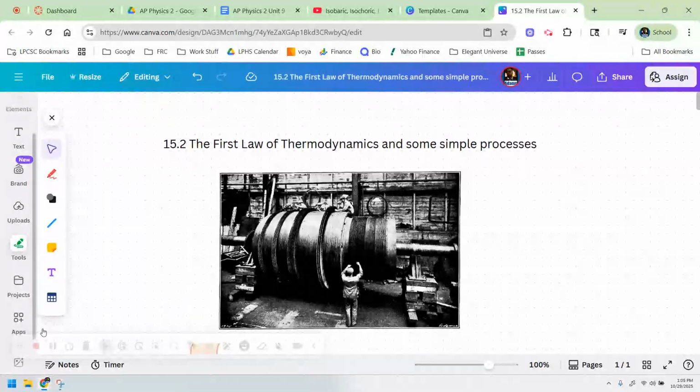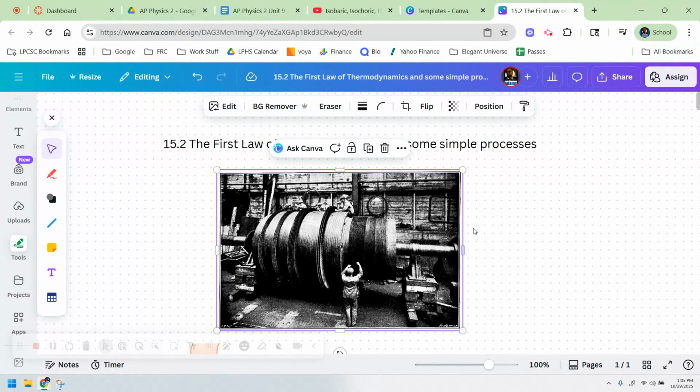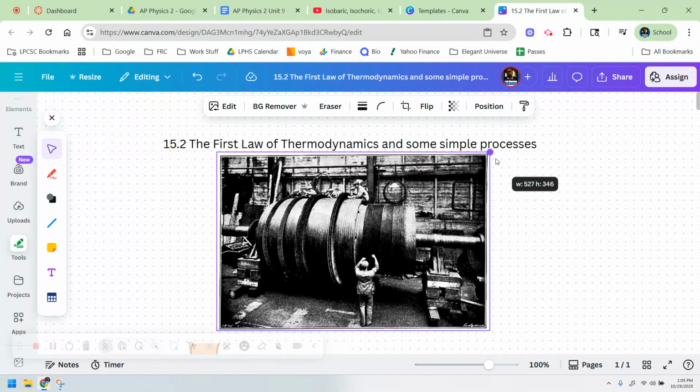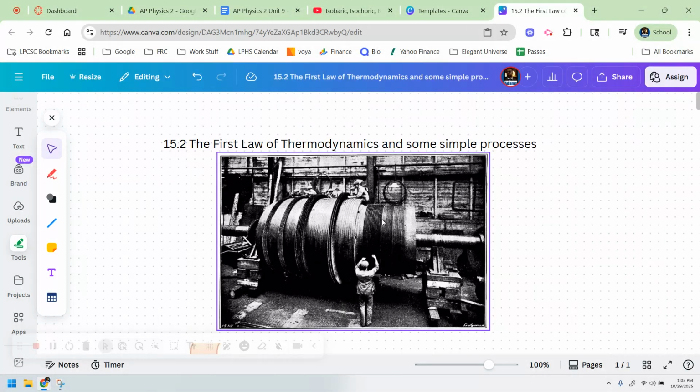All right, so today we're going to talk a little bit about the first law of thermodynamics and how it applies to simple processes. At the beginning of the Industrial Revolution, humans harnessed power using the first law of thermodynamics, and really before we could even understand it. So this photo here is actually a photo of a steam engine.